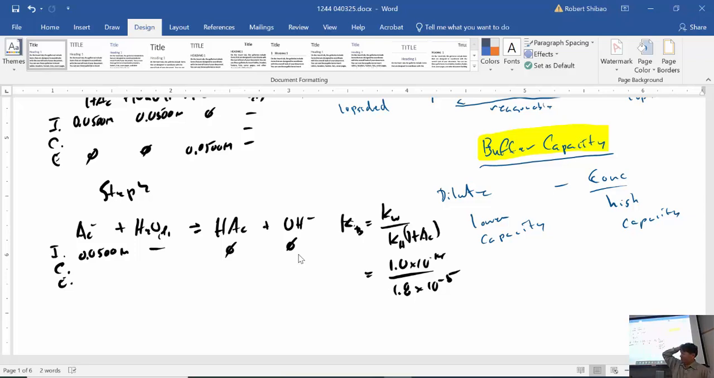What do we have on this table over here for acetic acid? 1.76 times 10 to the minus 5. Our book is 1.8 times 10 to the minus 5. I don't know which one's more accurate. Maybe that 1.76.